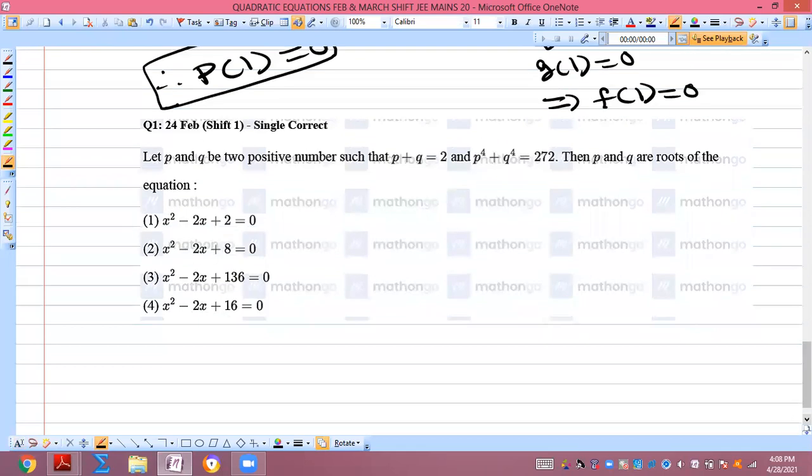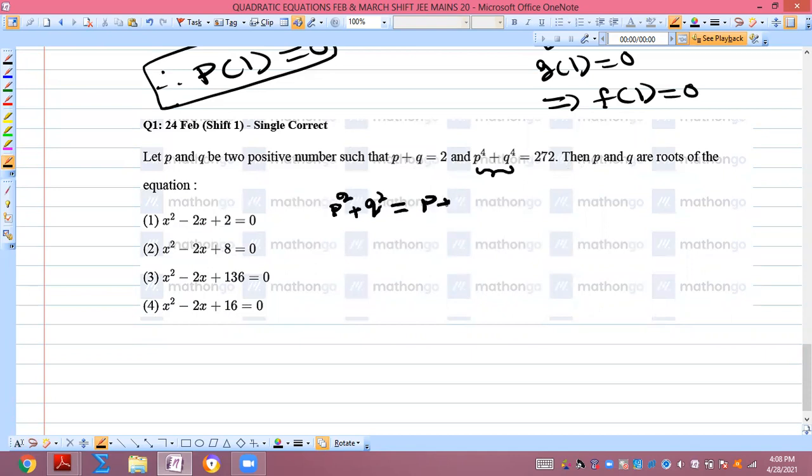So in the February shift, this was the question. P and Q are two positive numbers such that P plus Q is equal to 2, and P power 4 plus Q power 4 is 272. The given is P power 4 plus Q power 4. What is P square plus Q square, first of all?